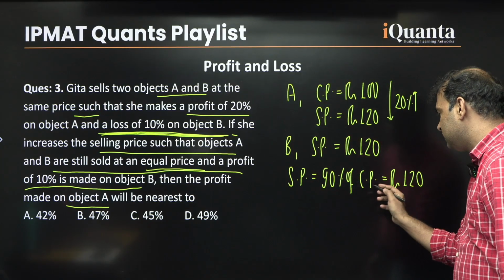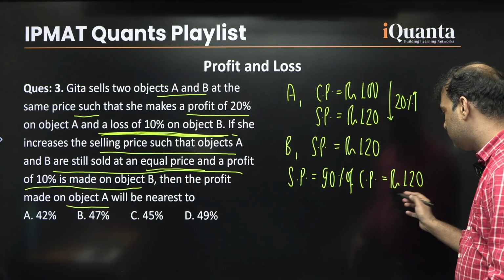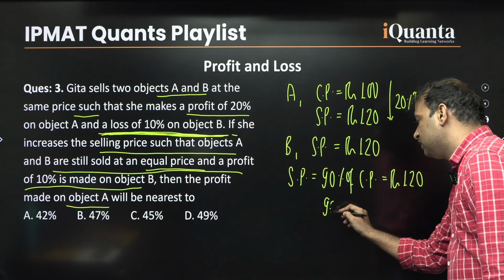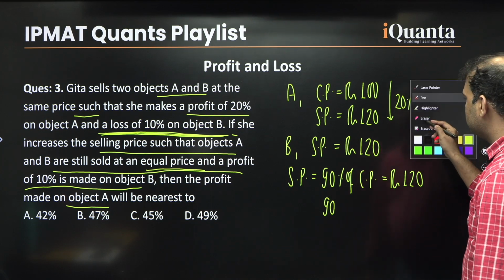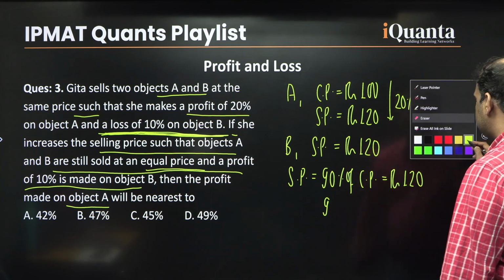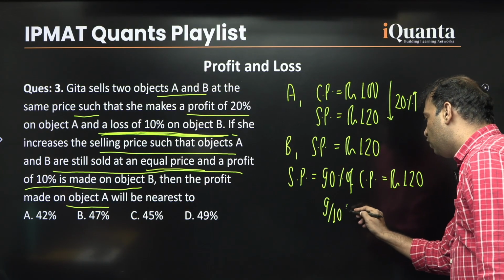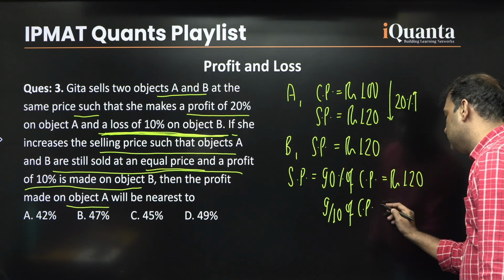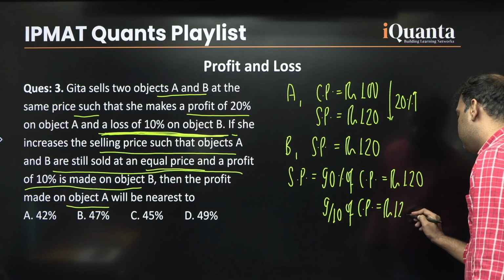All right, so we can do a lot of things. Let's do one thing. Let's find the cost price. Whatever the cost price is, 90% means what? We can say 9 by 10. Simple. So 9 by 10 of the cost price is rupees 120. So from this we can find the cost price.